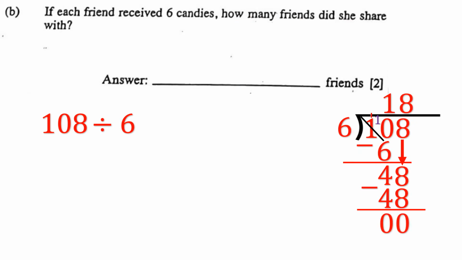That means that she shared her candies among 18 friends. So among these 18 friends, we know that each one of them got 6. Okay, let's move on to the next question.